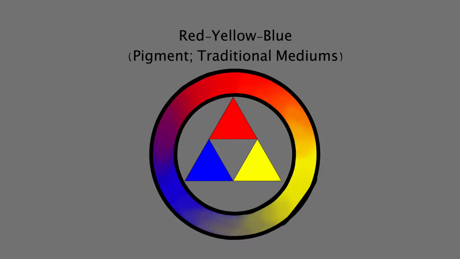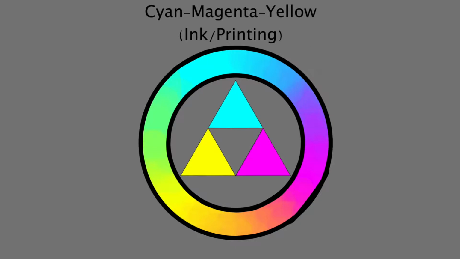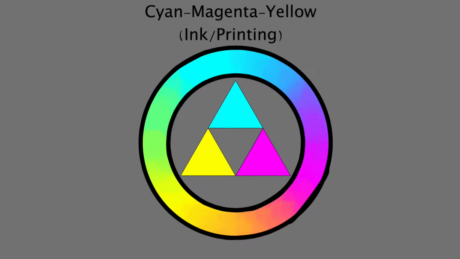The 2 main color wheels that we use in digital art are the RGB wheel and the CMYK wheel. RGB stands for red, green, blue, and CMYK stands for cyan, magenta, yellow, and key. Key stands for black. I promise it makes sense.